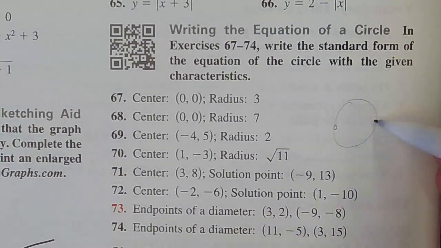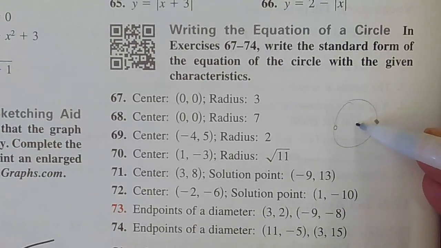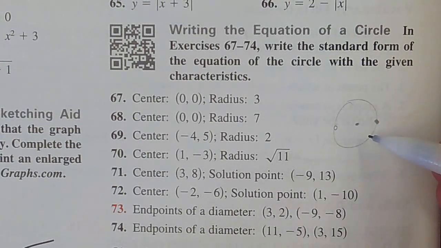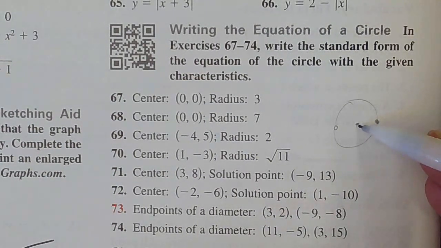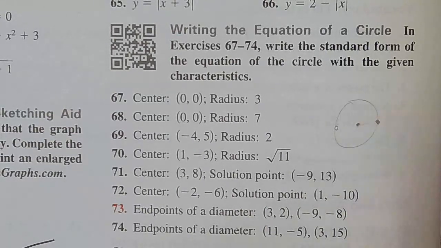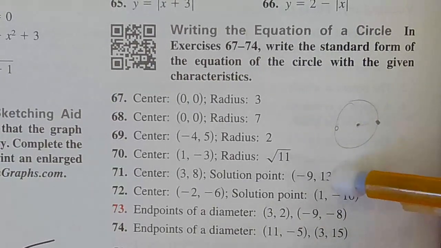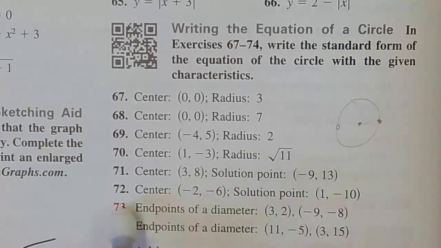Here's endpoints of a diameter all the way across. So how do you think I could get the middle point? Midpoint formula, right? Midpoint formula. That's a good way to get your center to begin with. And then distance formula, once you have it, to find the distance from here to here. Or you can choose this point. Doesn't matter.